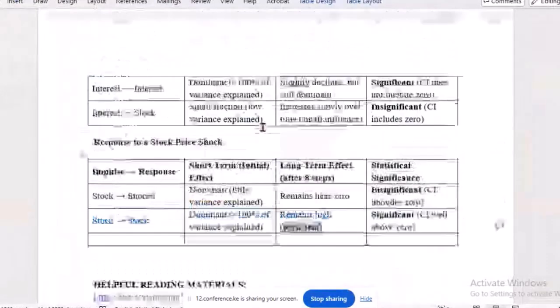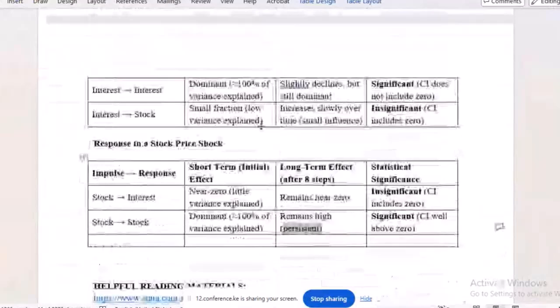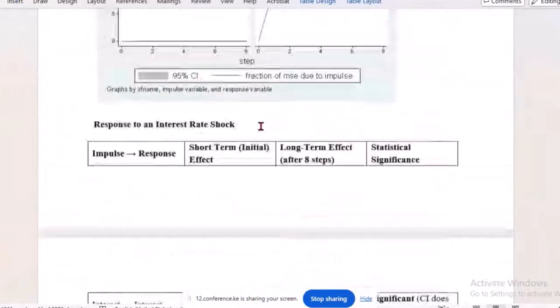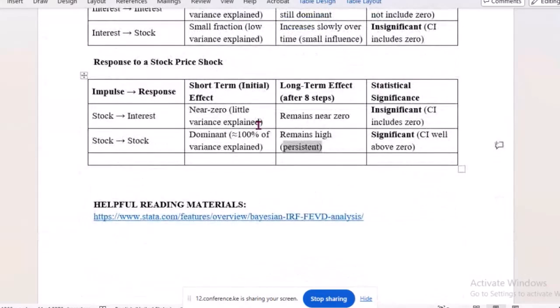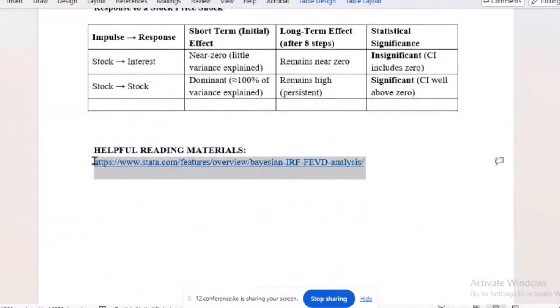So whenever you run a VAR, you have 3 things to explain. You have to explain the coefficients, the IRF, and the variance decomposition. Then you can say that the analysis of that particular VAR model is well done. And I have included very important materials here to learn. You can check these materials and they are good. They'll give you more information on how to conduct the analysis of VAR.